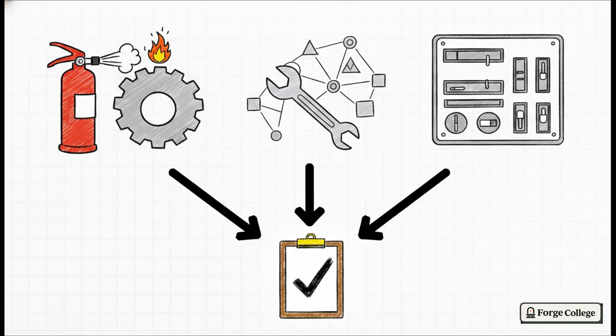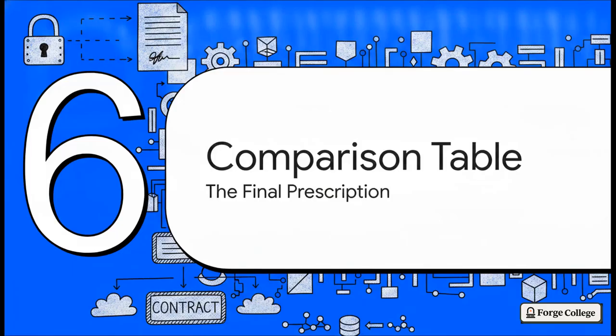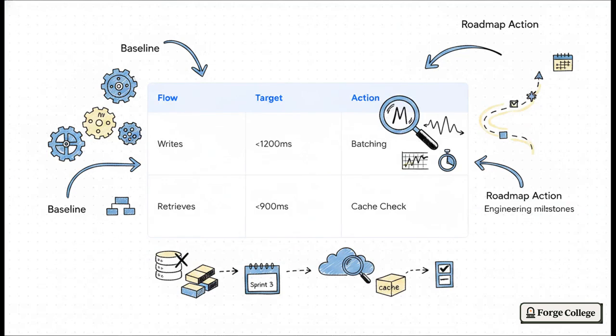But remember, regardless of which bucket it falls into, every single action absolutely must have clear acceptance criteria attached to it so you can actually measure if the treatment worked. And finally, Section 6, the comparison table, the final prescription. This right here is where we bridge your architecture artifacts directly to your actual engineering milestones. We take the baseline, we compare it against our target, we specify exactly what measurement method we're using, and then we link it directly to a roadmap action.